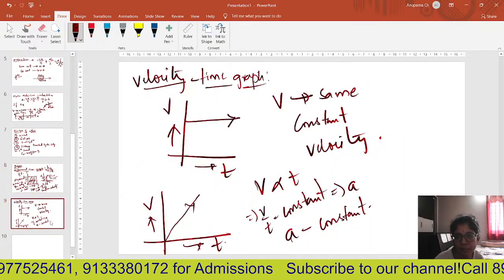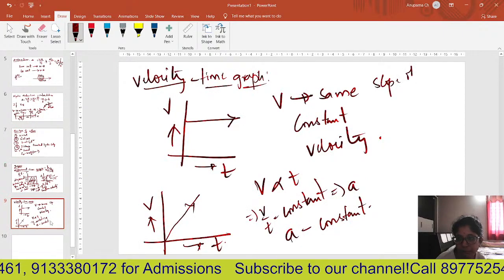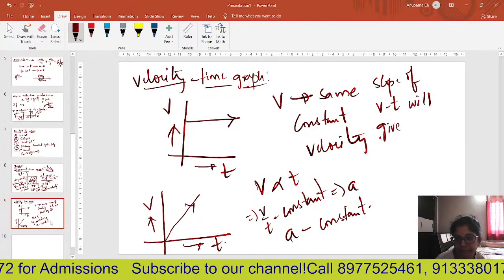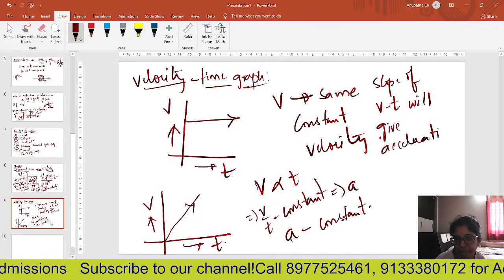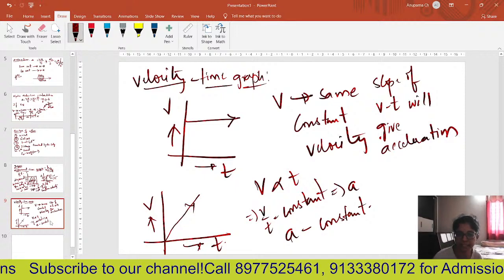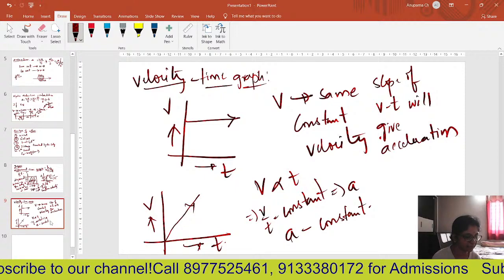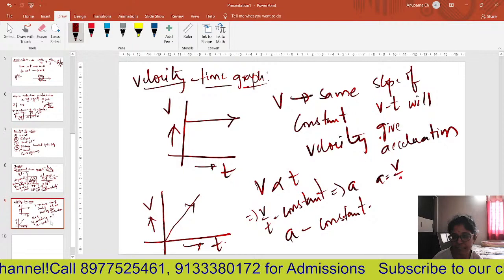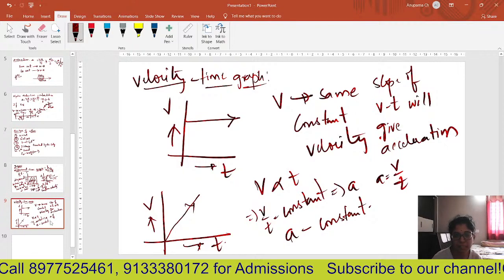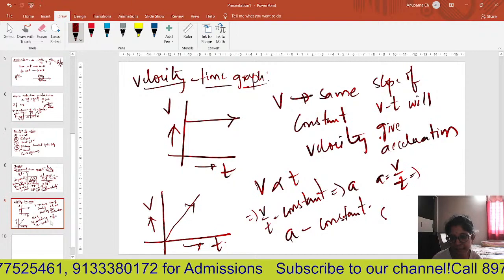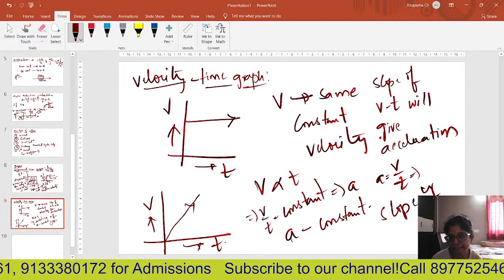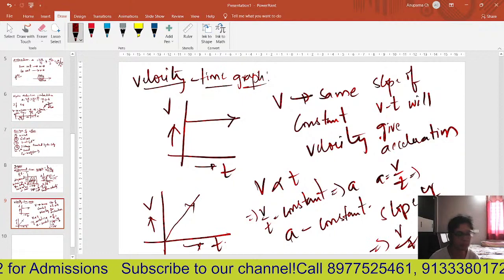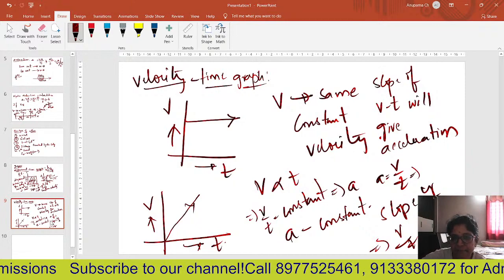And slope of velocity time graph will give you acceleration. Slope of velocity time graph will give you acceleration, isn't it? That is, acceleration is equals to v by t. Formula. You know this, right? So here slope is nothing but v by t only, no? Y by x. Y-axis, what do you measure? V. X-axis, time. So, slope of velocity time graph will give you acceleration.